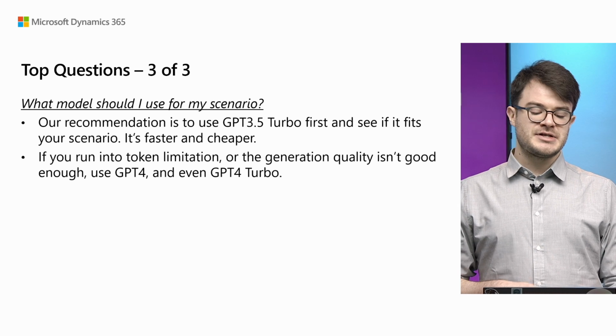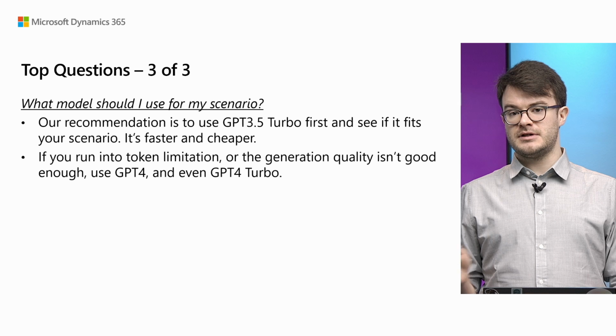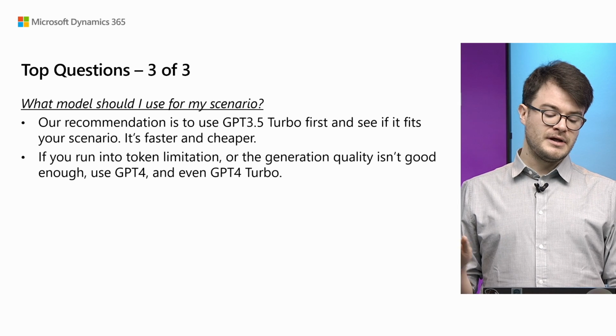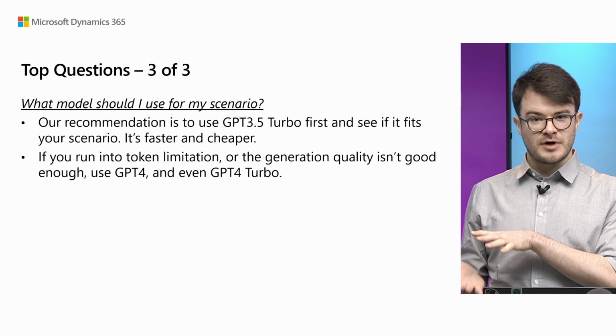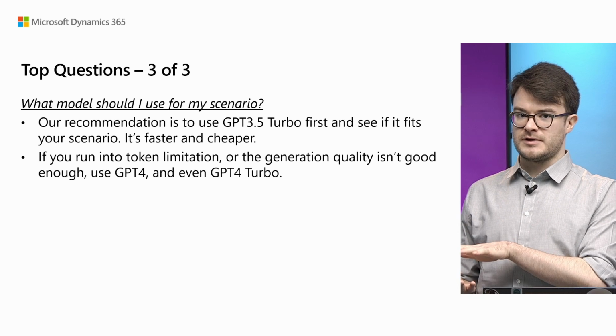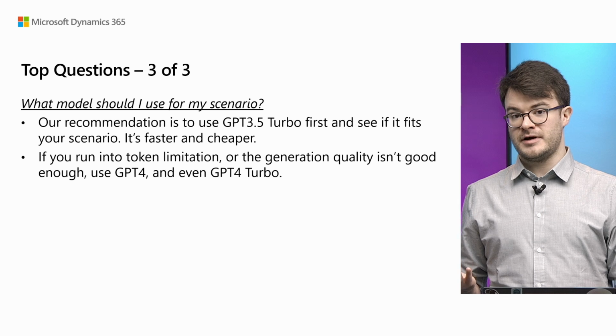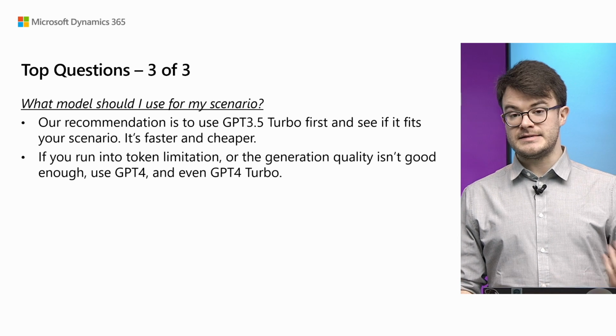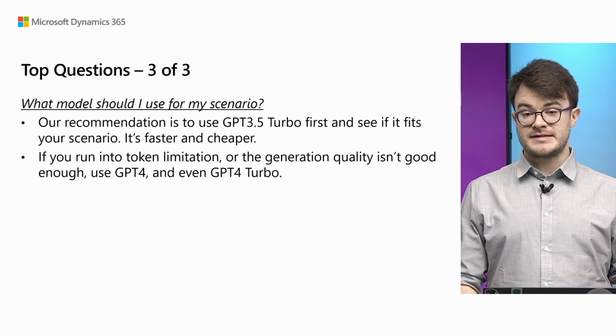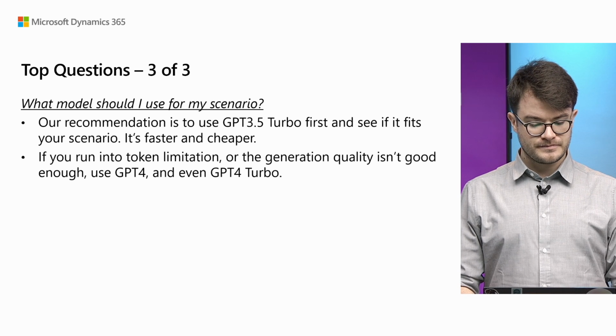There are cases, such as if you have a lot of tokens and you run into the token limitation for your model, or in case you need some more complicated AI scenario, so the generation quality with 3.5 Turbo is not good enough, then you should, of course, upgrade to GPT-4 or even GPT-4 Turbo. But the bottom line is just use the cheaper and faster model that fits your needs.